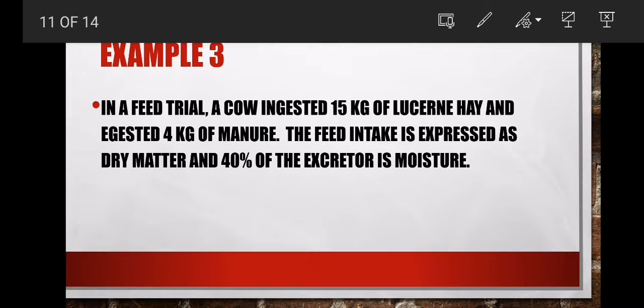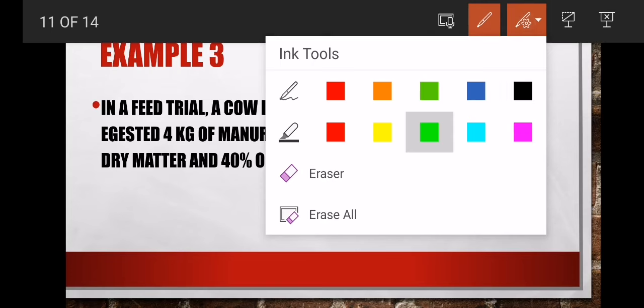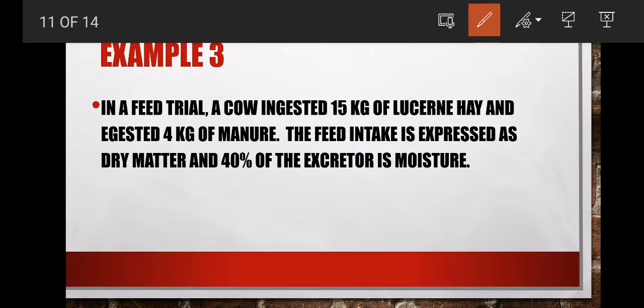The feed intake is expressed as dry matter. There we go. What are they saying? The feed intake is expressed as what? Dry matter. How many kg is the feed intake? 15. What does this mean? It means this 15 kg, it is the dry matter intake. So we take it as it is and we go to the formula and substitute, because they've already told you what this 15 kg, it is the dry matter.